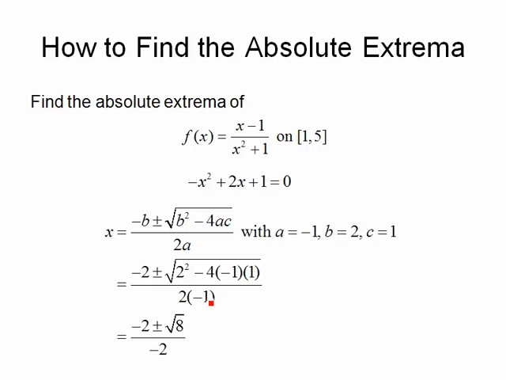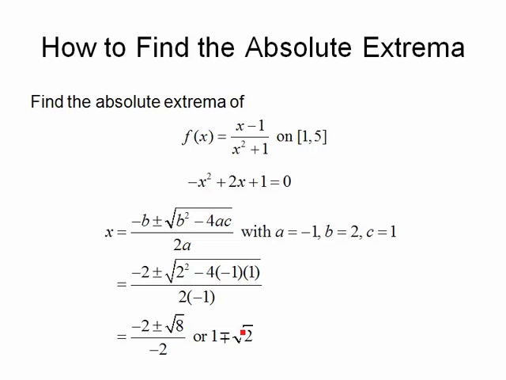A little bit of simplifying leaves me with negative 2 plus or minus square root of 8 divided by negative 2. I can write square root of 8 as 2 square root of 2, and now factor out a 2 and cancel it with the 2 that's on the bottom. When I do that, I'm left with 1 subtract or add square root of 2. Now this is kind of interesting. 1 subtract square root of 2 is about 1 subtract 1.4.